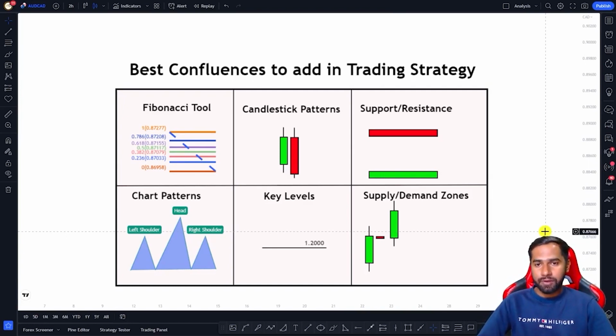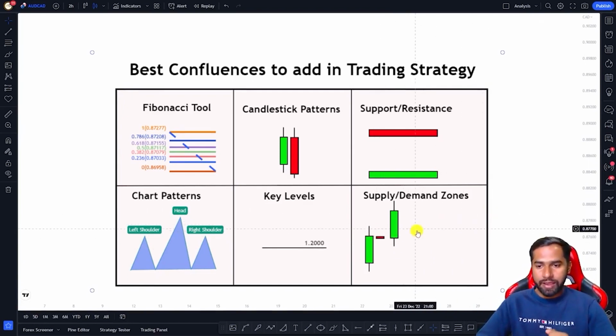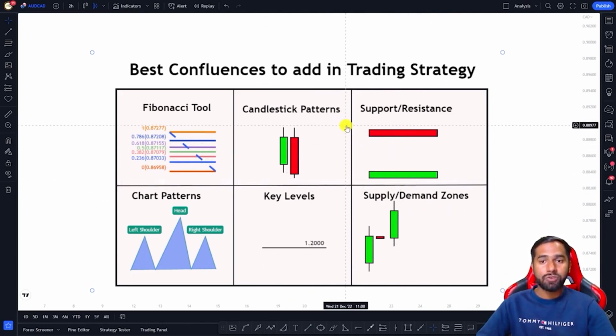In our previous video, we talked about how you can use supply and demand zones and add a confluence of key levels or Fibonacci retracement tool in order to increase the winning probability of your supply and demand trading. Now in this video specifically, I want to focus on the SR flip level or support and resistance flip levels, and I'm going to show you how you can add the confluence of supply and demand zones and also the candlestick patterns in your SR flip level strategy in order to increase the winning probability of your SR flip levels.